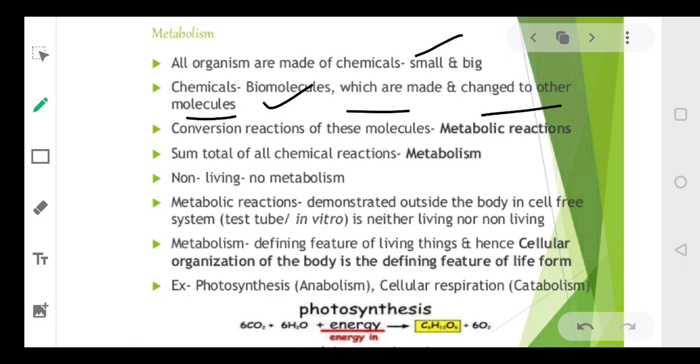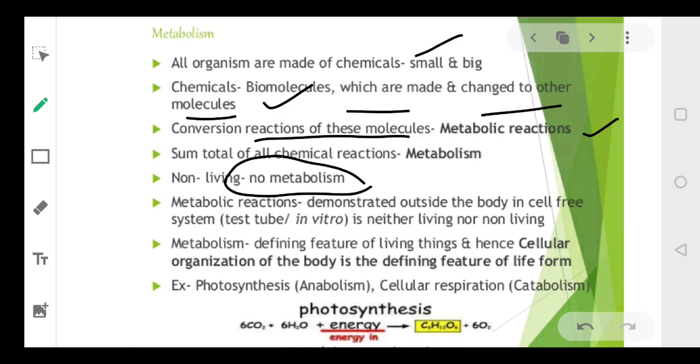And these conversion reactions, when we convert one particular substance into another, are called metabolic reactions. The sum total of all the various reactions occurring in a living organism is called metabolism. Okay, dear students? Non-living organisms do not have any metabolism.